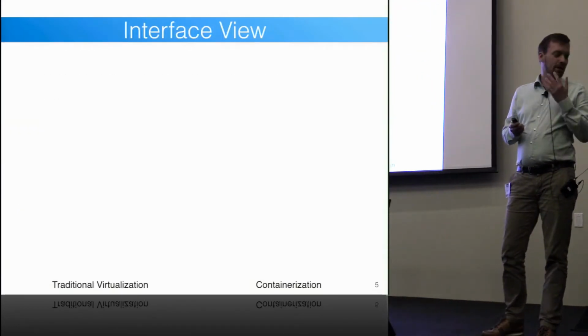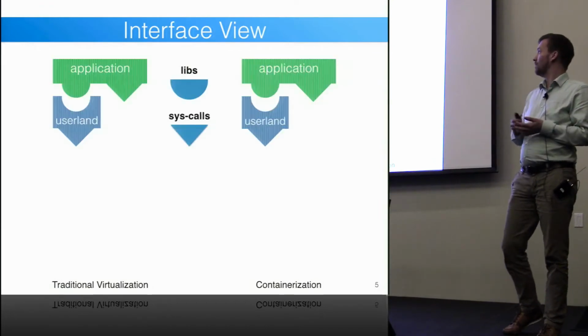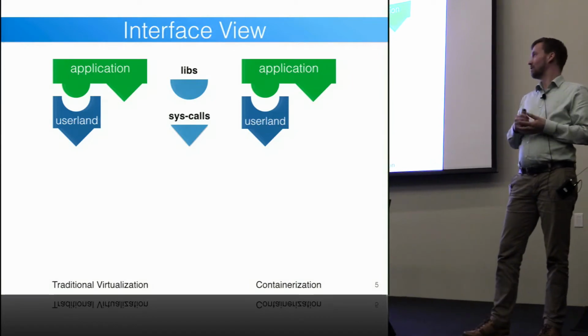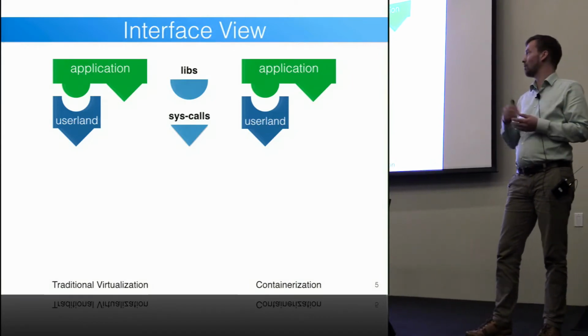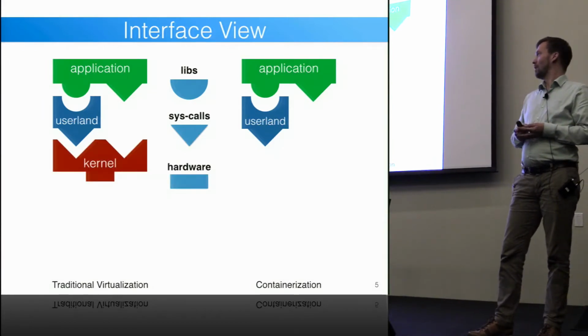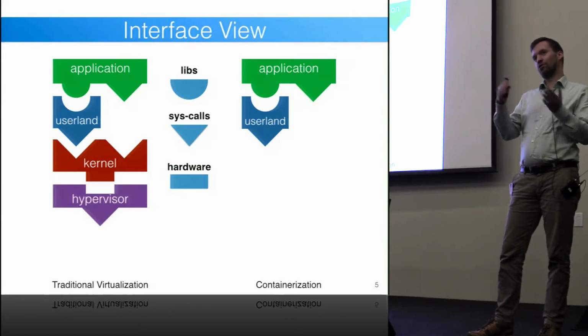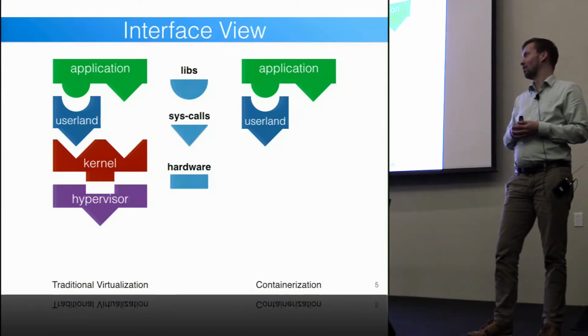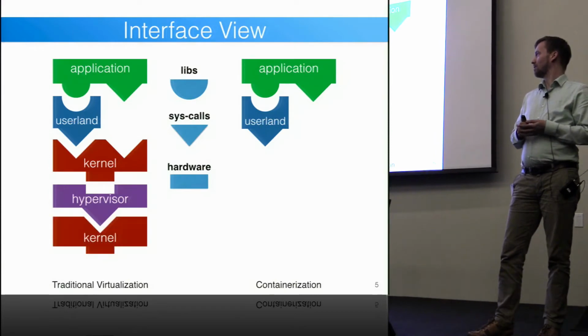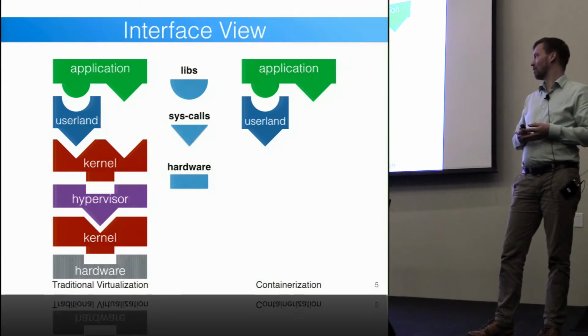I have another view that I like to present here as well, the more interface view. Applications are either running directly or statically linked and running on syscalls directly, or they use the userland and libraries to interact with syscalls. These syscalls then plug into the kernel, and the kernel plugs into hardware. In the traditional virtualization case, this hardware is not the real hardware but emulated hardware. Depending on which type of hypervisor you use, this hypervisor plugs into the kernel, and the kernel talks to the hardware directly.